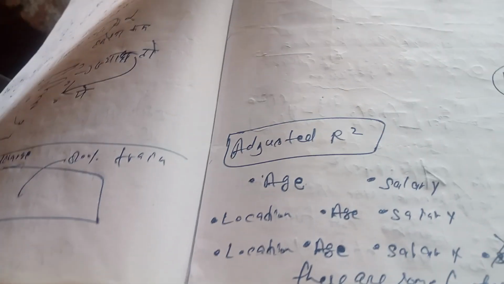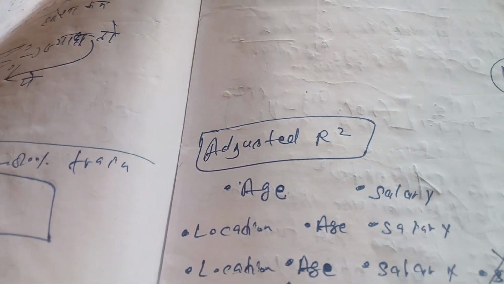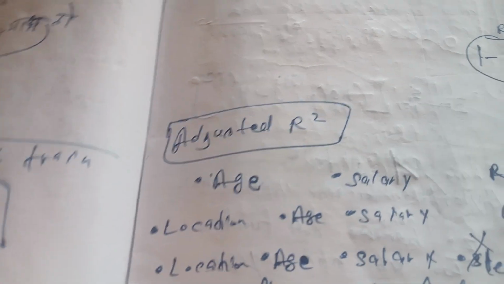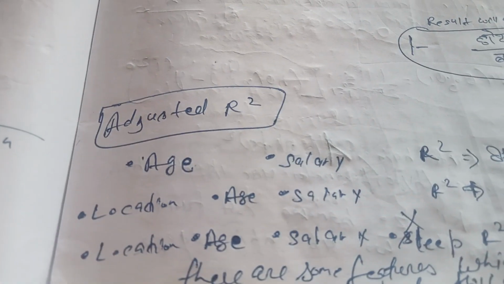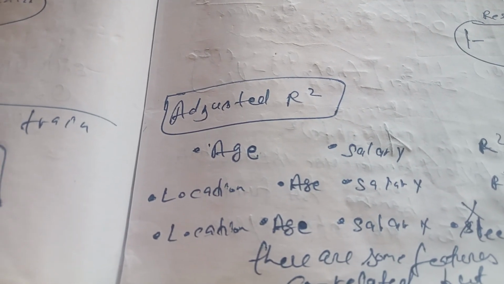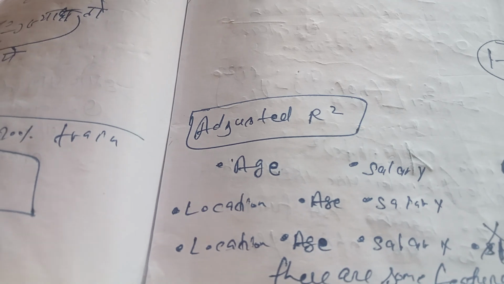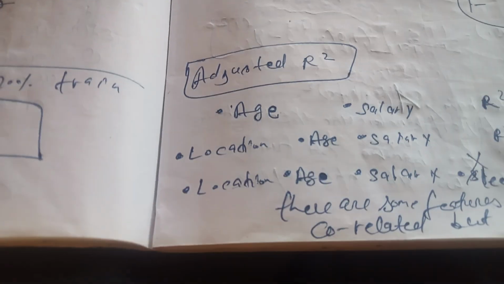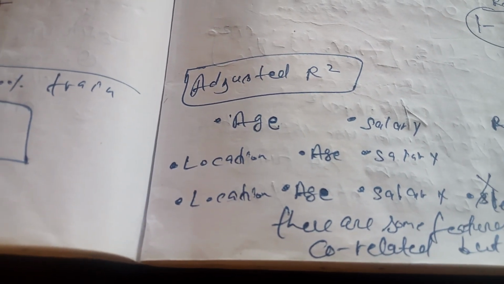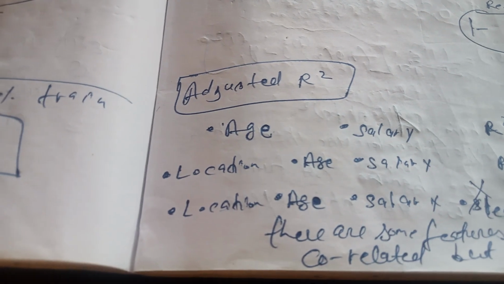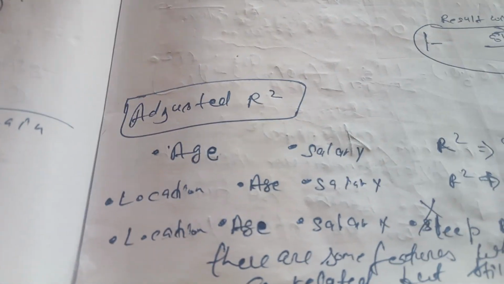Okay, and what is the adjusted R square? Adjusted R square varies with the R2 square. Like if you have salary and age, then maybe you are getting 82% R2 square, and maybe after adding the location you get 88%. And maybe you add location, age, salary and sleep. If you add sleep, then maybe you get 89%.